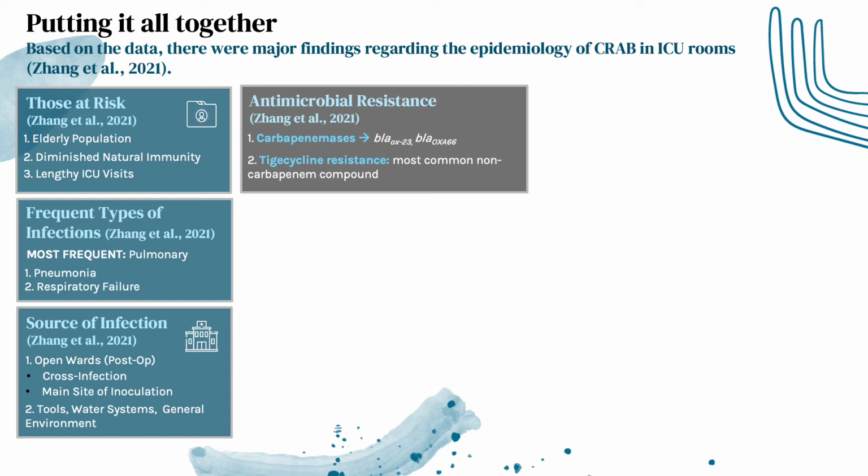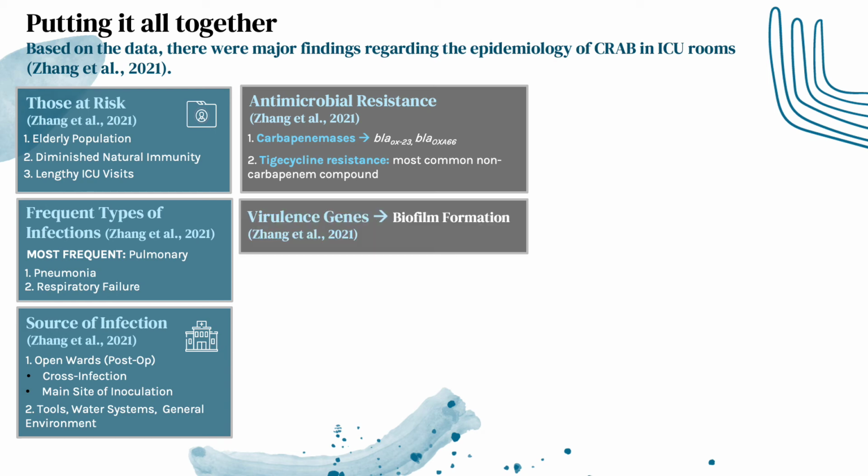In regard to resistance, the major genes that were implicated in carbapenem resistance were the bla-OXA-23 and bla-OXA-66. Something that was notable is many of the strains were tigecycline resistant, which is a non-carbapenem compound. So the virulence genes identified were those known to be responsible for the production and maintenance of biofilms. This is a major virulence factor in CRAB.